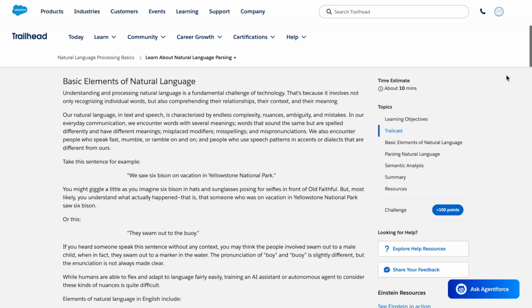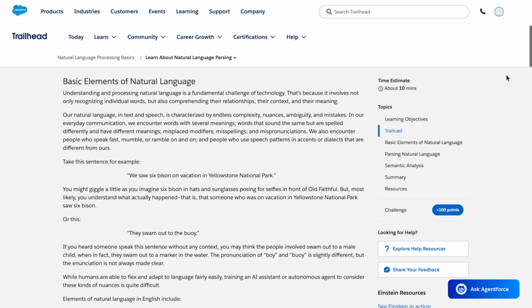In our everyday communication, we encounter words with several meanings, words that sound the same but are spelled differently and have different meanings, misplaced modifiers, misspellings, and mispronunciations. We also encounter people who speak fast, mumble, or ramble on, and people who use speech patterns and accents or dialects that are different from ours.